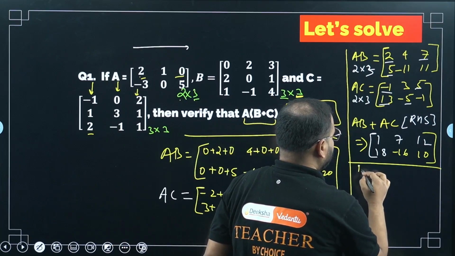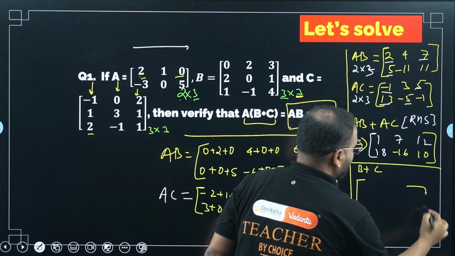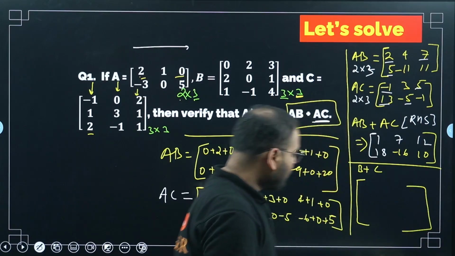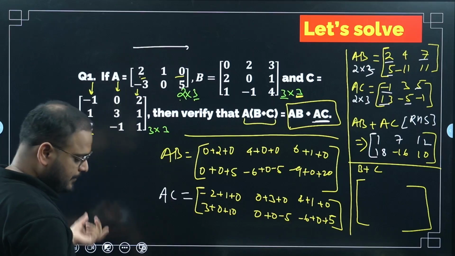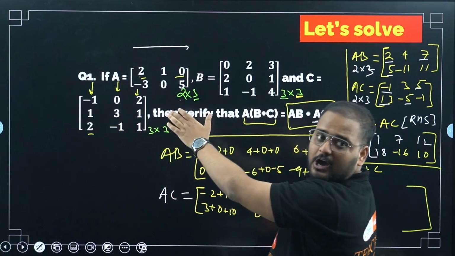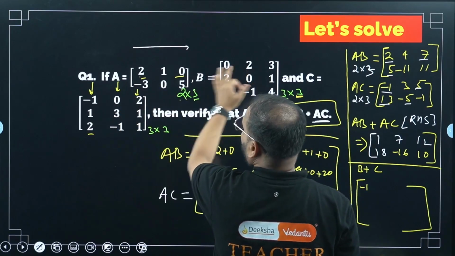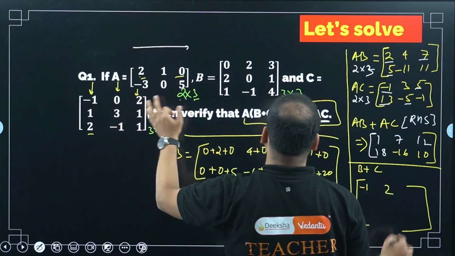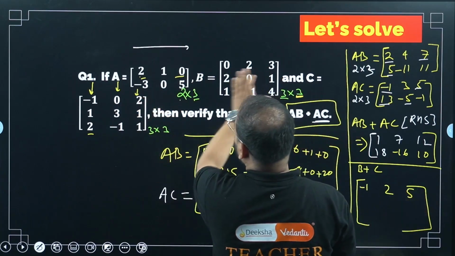B plus C. We are trying to do what? B plus C. So what is the order of B plus C? Both of these are 3 cross 3. So I can add it quickly. Check here. First element, 0 with minus 1, so minus 1. 2 with 0, just 2. 3 with 2, so 5.